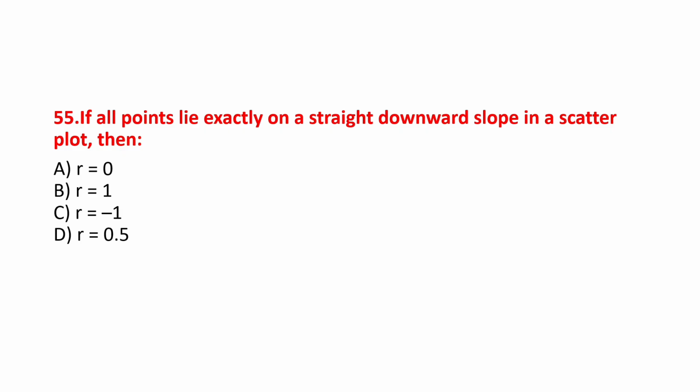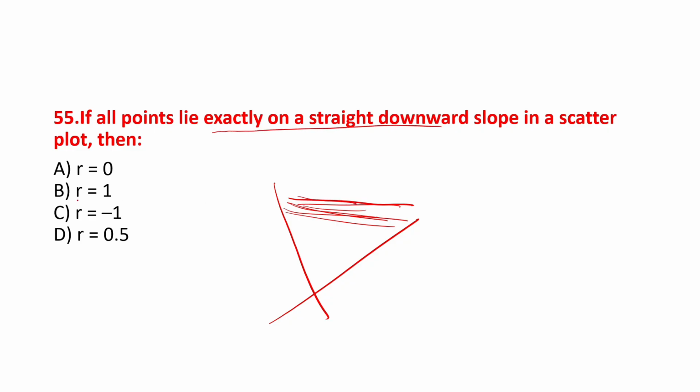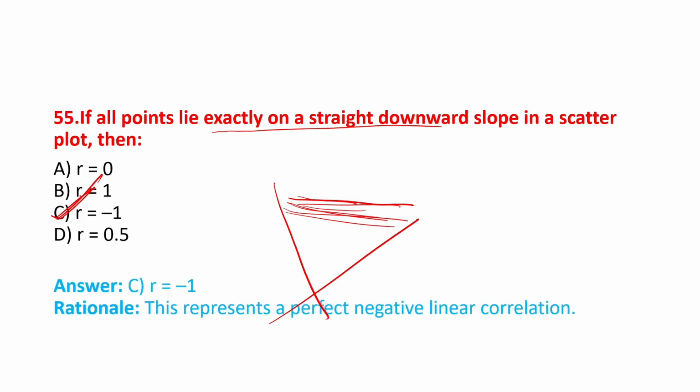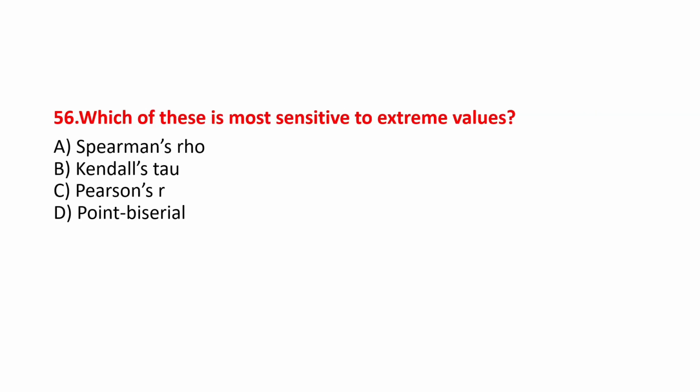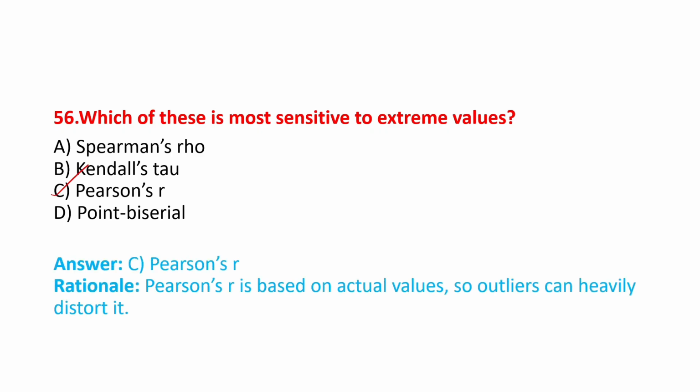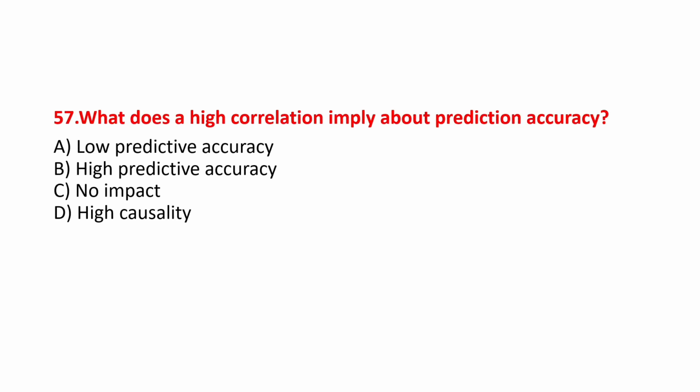If points lie exactly on the straight down slope, the scatter diagram. So down slope కి ఫాలో అవుతూ ఉన్న పాయింట్స్ అన్నిటికి కూడా నెగిటివ్ correlation. Exactly they are telling. So that's why perfect negative correlation. Which of these is the most sensitive to extreme values? ఆల్రెడీ చెప్పాను మోస్ట్ సెన్సిటివ్ ఏదనంటే కార్ల్ పియర్సన్ correlation.